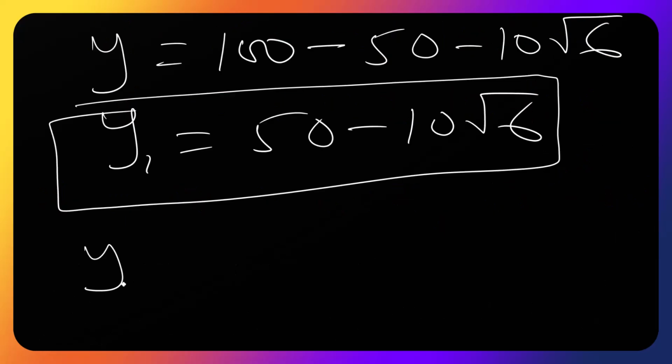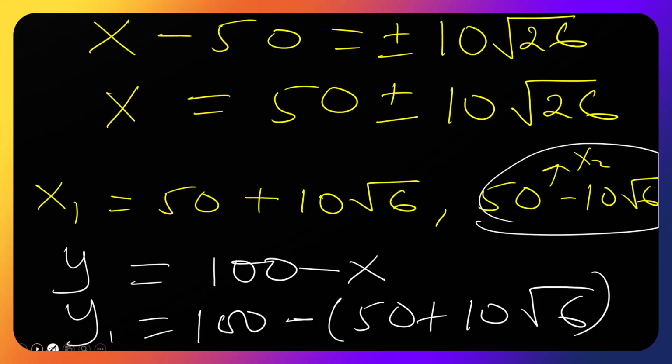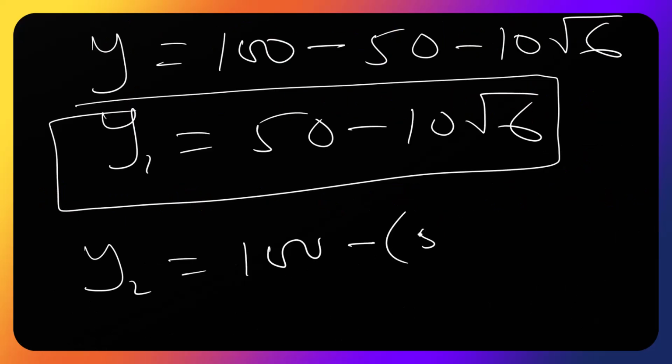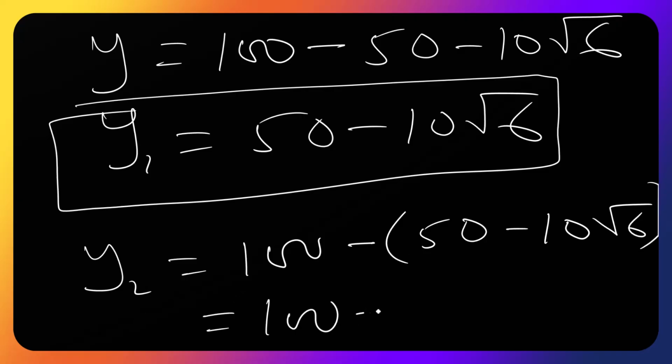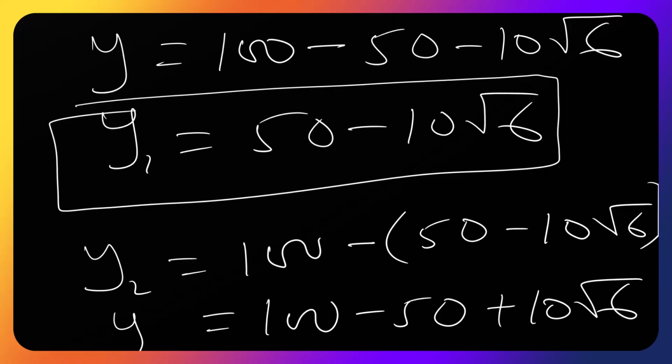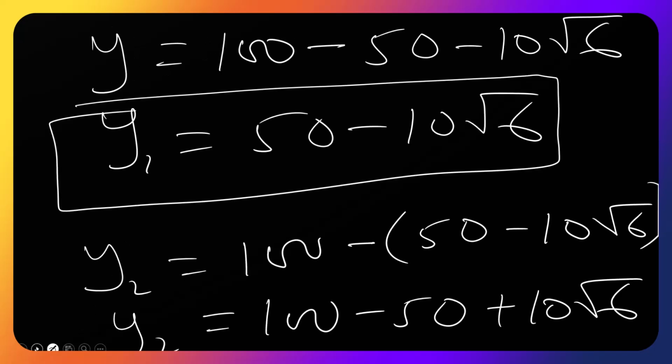So y equals 100 minus x, but this time x will be 50 minus 10 root 26. So that will be 100 minus 50 plus 10 root 26. So I said it's symmetrical. So y2 will be 50 plus 10 root 26.